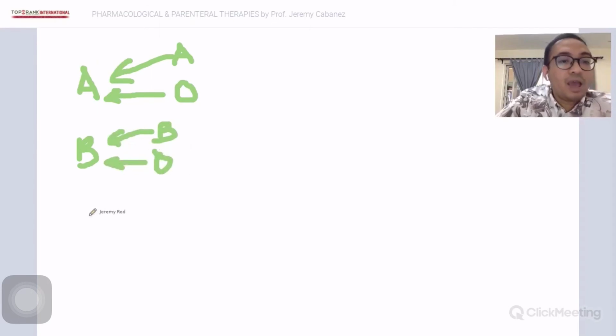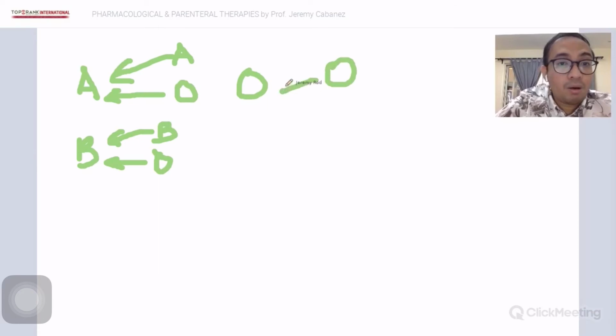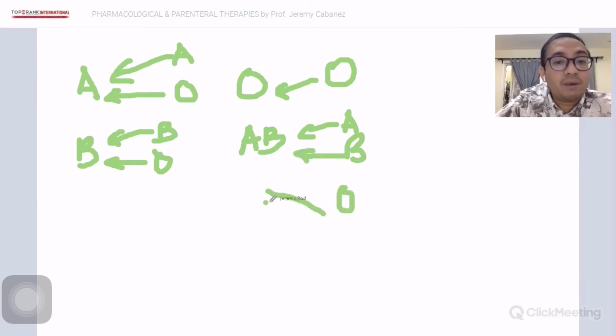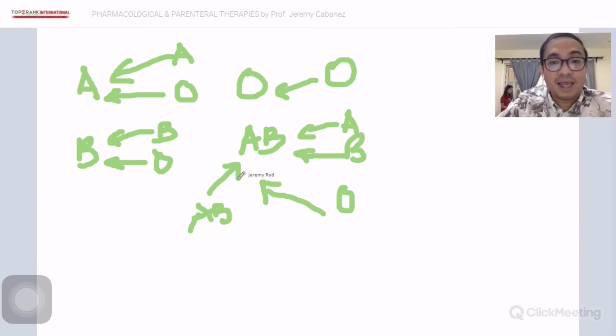Okay, very good. Paano pag ang dugo ng pasyente is O? Siyempre, isa lang ang pwedeng mag-donate sa kanya, si O. And finally, paano kapag AB? Anong tawag mo sa AB? Universal recipient. So, it can receive blood from A, from B, from O, and from AB. So definitely, it is called a universal recipient. So madaling tandaan yan.